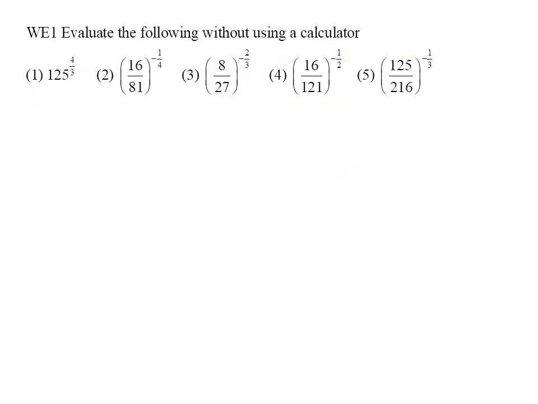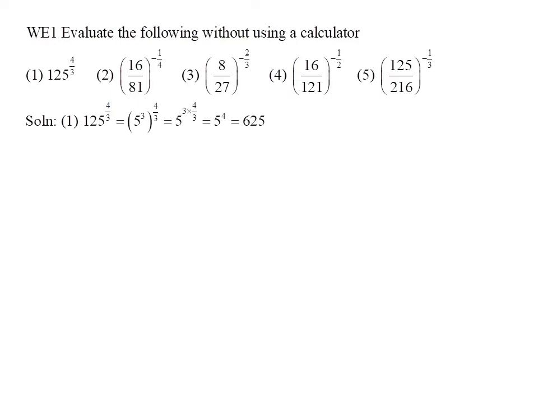The first worked example is to evaluate 5 initial expressions. As for the first question, we rewrite the base in terms of its prime factor, which is 5. So 125 raised to the 4 over 3 can be expressed as 5 cubed raised to the 4 over 3, which equals 5 to the 4th, which equals 625.